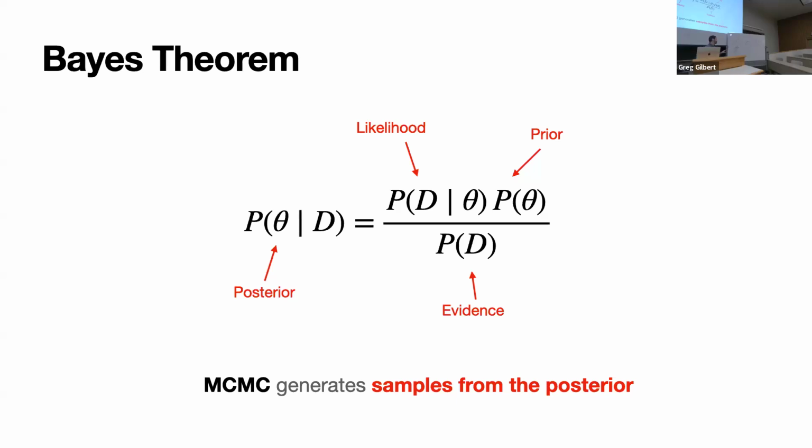MCMC attempts to directly generate samples from the posterior, which is a difficult problem if the posterior is unknown, which it is if we're applying an MCMC algorithm. The evidence for now, you can just ignore. You can think of it as just a normalizing factor. So we'll get back to that when we talk about nested sampling.